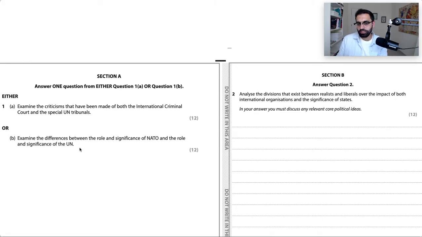So you're illustrating the differences in the second essay, and you're showing the criticisms in the first essay, right? So pay a lot of attention to these differences. What is it asking you to do?